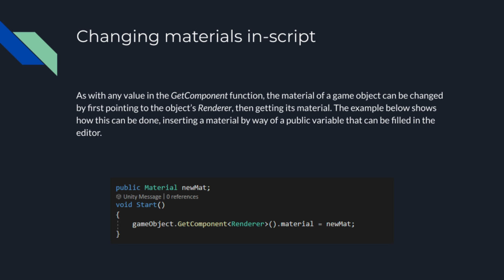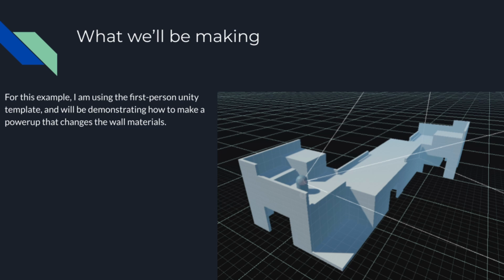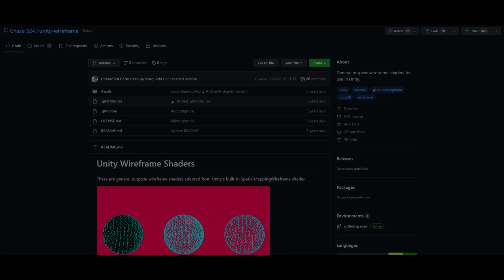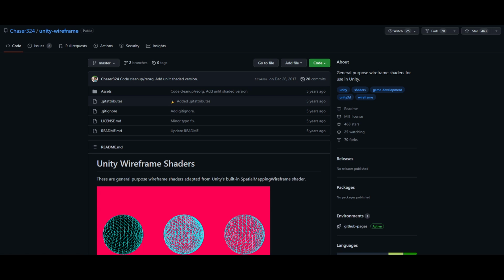the material will change. As for our example, we will be using the Unity first-person template and creating a power-up object that changes the wall materials. Also, one of the materials I'll show is using a wireframe shader created by a GitHub user named Chaser324. The link to his work will be shown at the end of the video. Now, let's jump into the editor and get started.